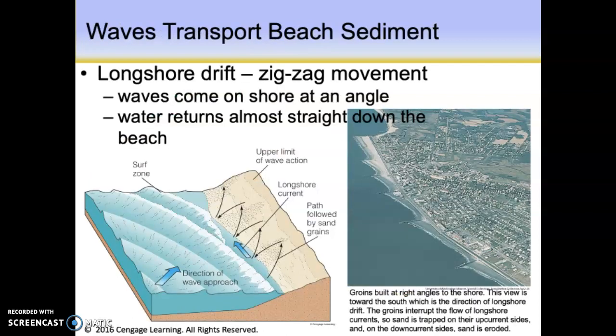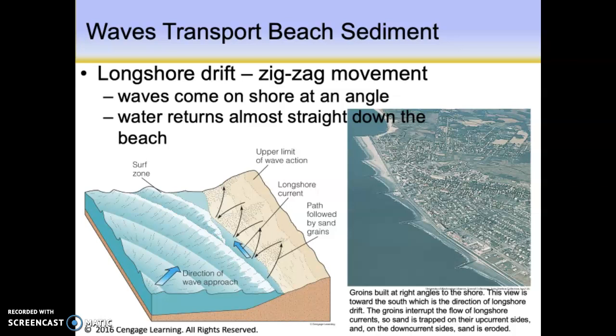Now, it turns out that waves are going to be moving sediment along the beach. So a beach is not a static feature. The sand that you see on the beach today is not the same sand that will be on the beach tomorrow. And what's happening is the waves come in at a little bit of an angle.